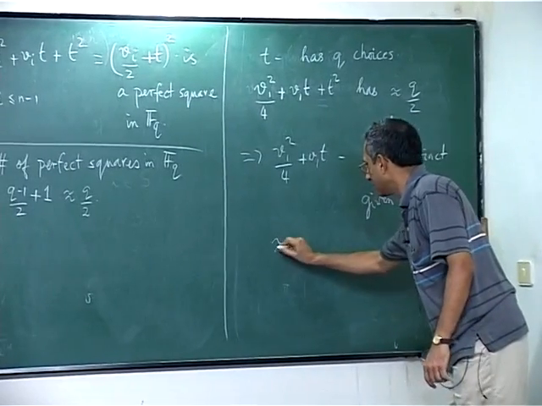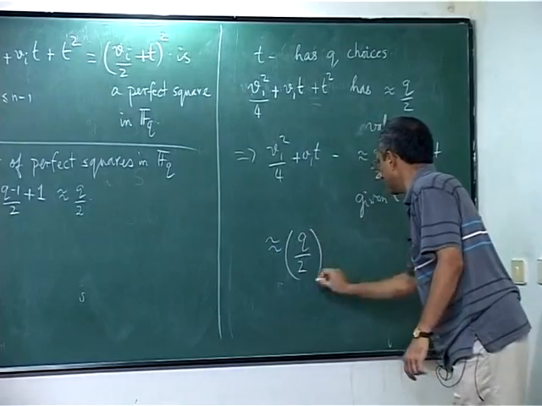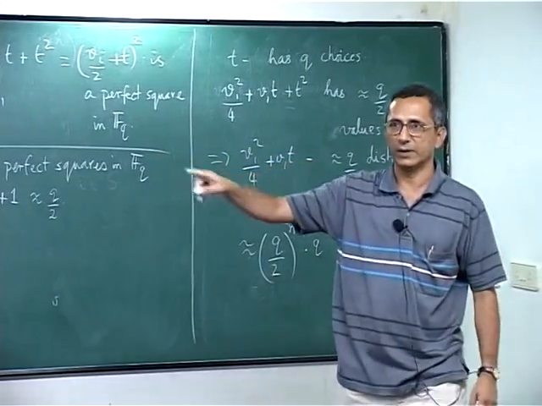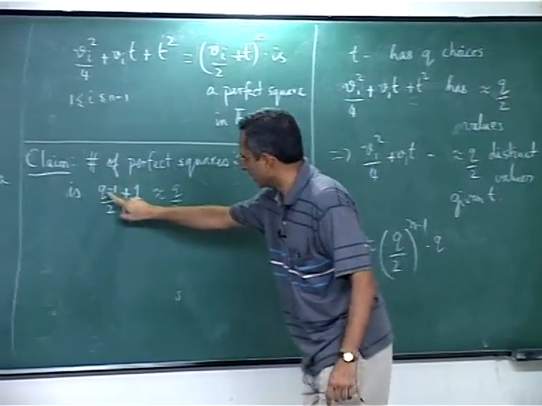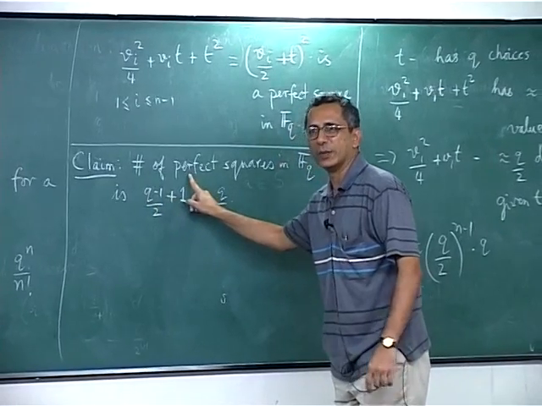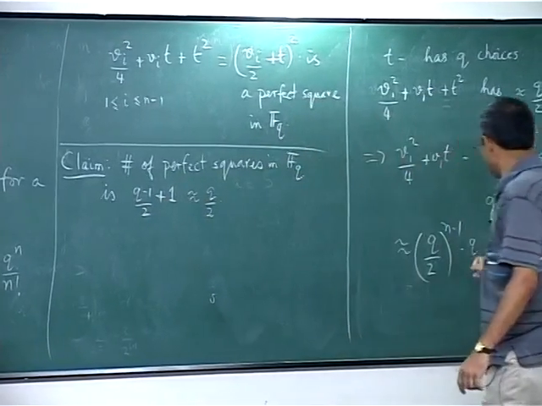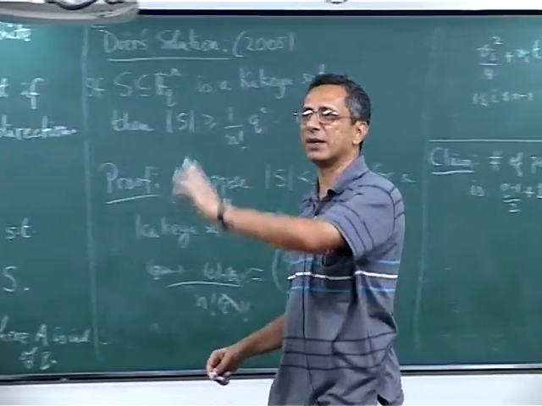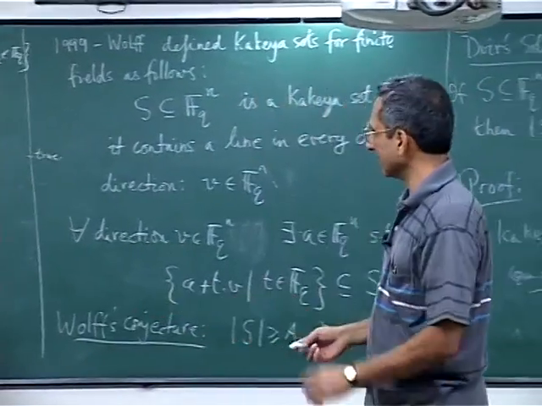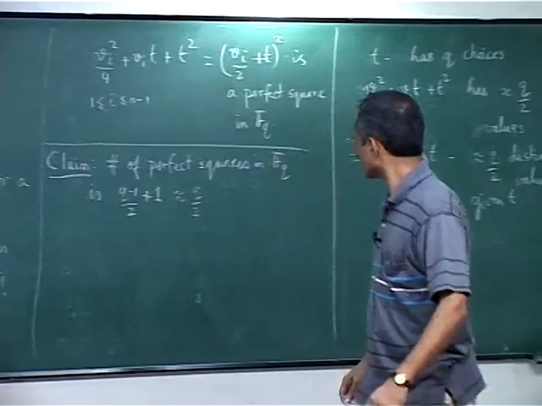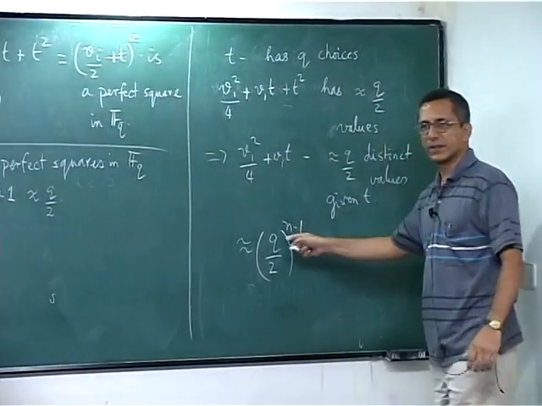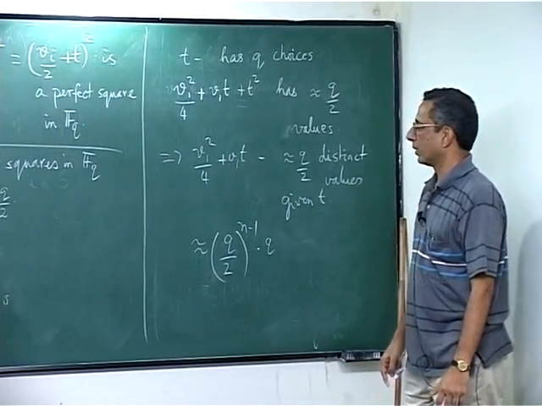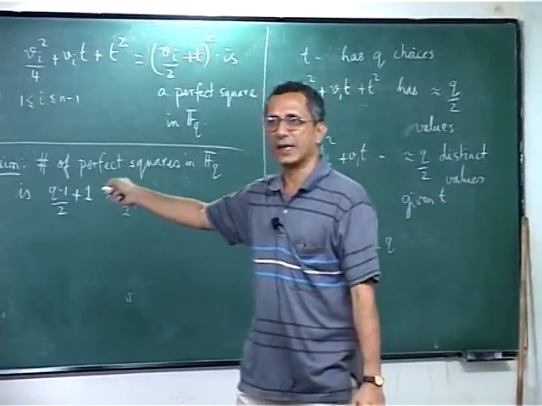So, what is the total number of distinct values? It is about q by 2 to the power n minus 1 multiplied by q, and that is precisely the bound that you have there. Strictly speaking, it is this quantity, q minus 1 by 2 plus 1 whole raised to the power n minus 1, multiplied by q. But we are thinking of q as being arbitrarily large, and that is the reason why we are writing it like that. The only term that matters is the coefficient of q power n. So we need to prove this claim and then we are done.